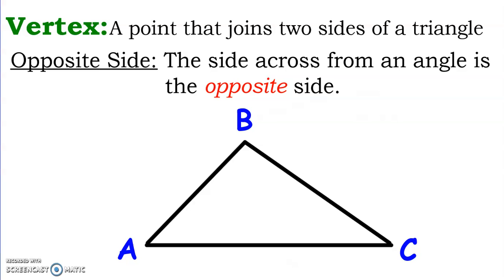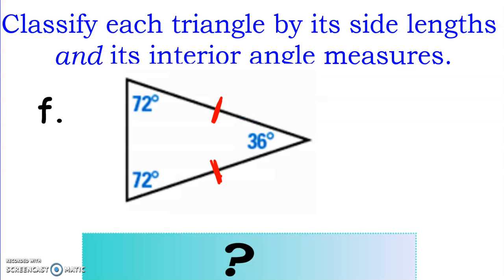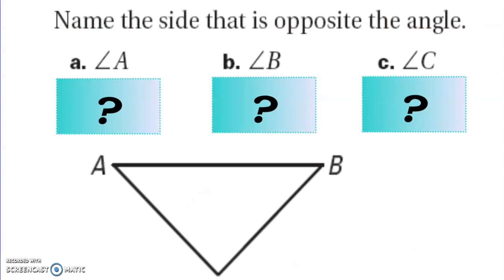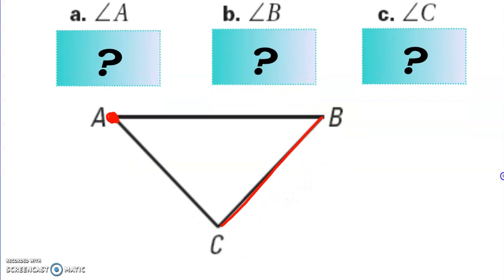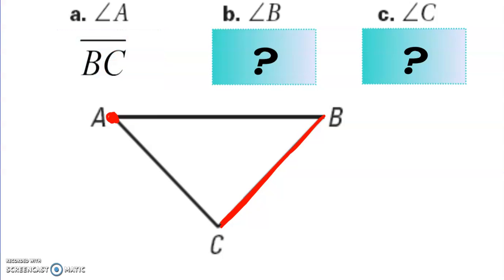And then the opposite side is the side across from an angle. So for example, across from angle A, so here's angle A, or vertex A, across from angle A is side BC or CB. And since there's 2 endpoints, we call it a segment. So the opposite side of angle A is segment BC. Right? So opposite means across from.